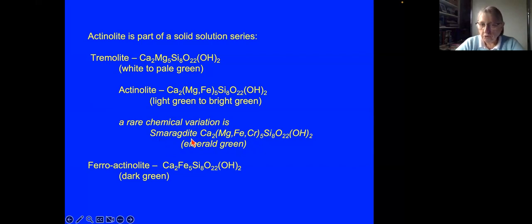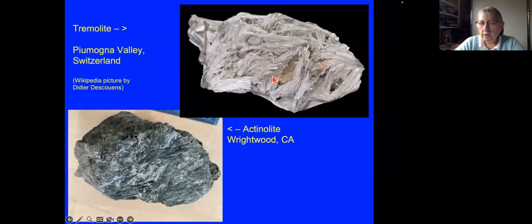Smaragdite is what that's called. I've never seen it. And quite frankly, I didn't even know about it until I started researching for this talk. So this is something I'm going to be looking for in the future. This is actinolite. This is tremolite. And if you'll notice, this looks a bit more fibrous, but you can see how very, very close the habits are. And this is white. This is from Switzerland. And this is the Wrightwood actinolite.